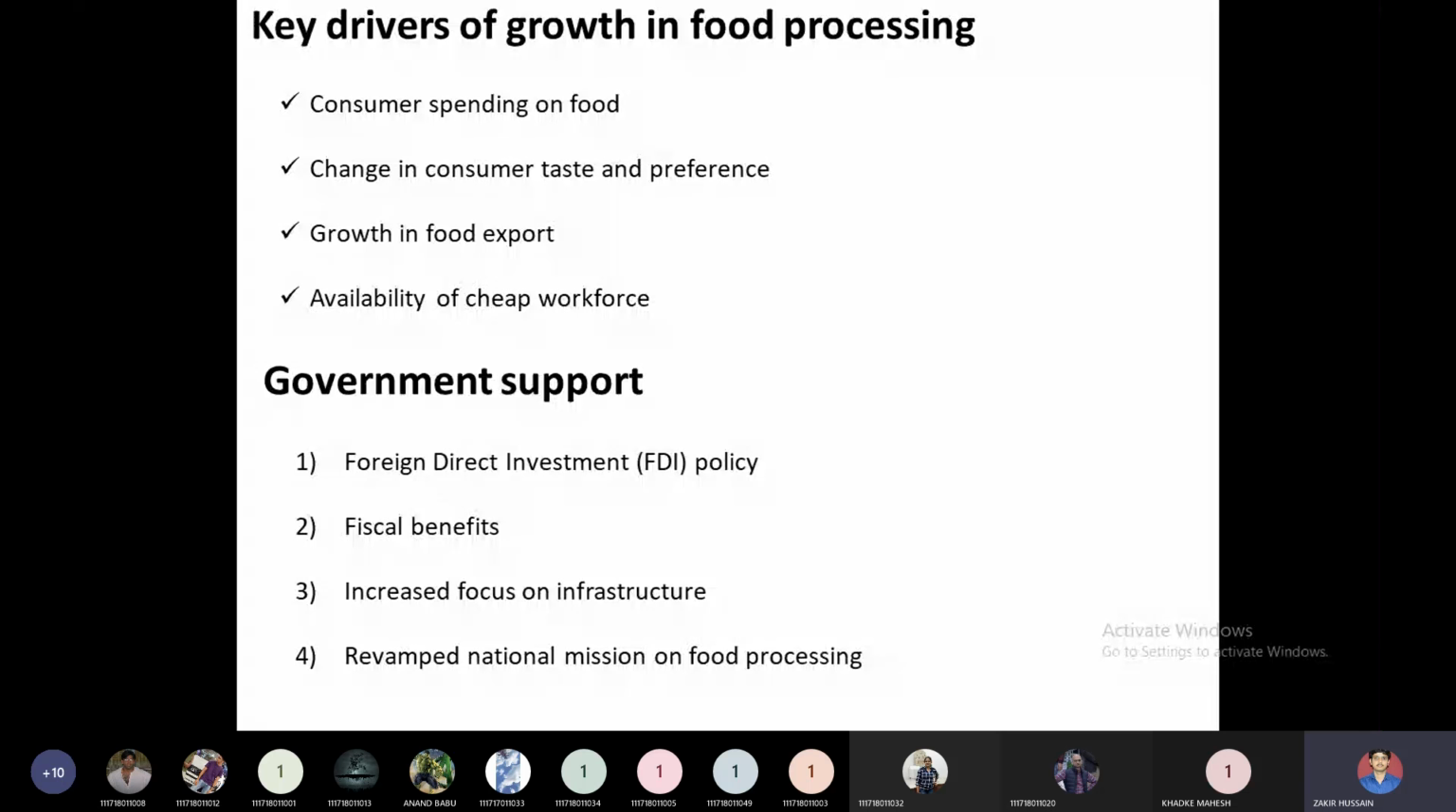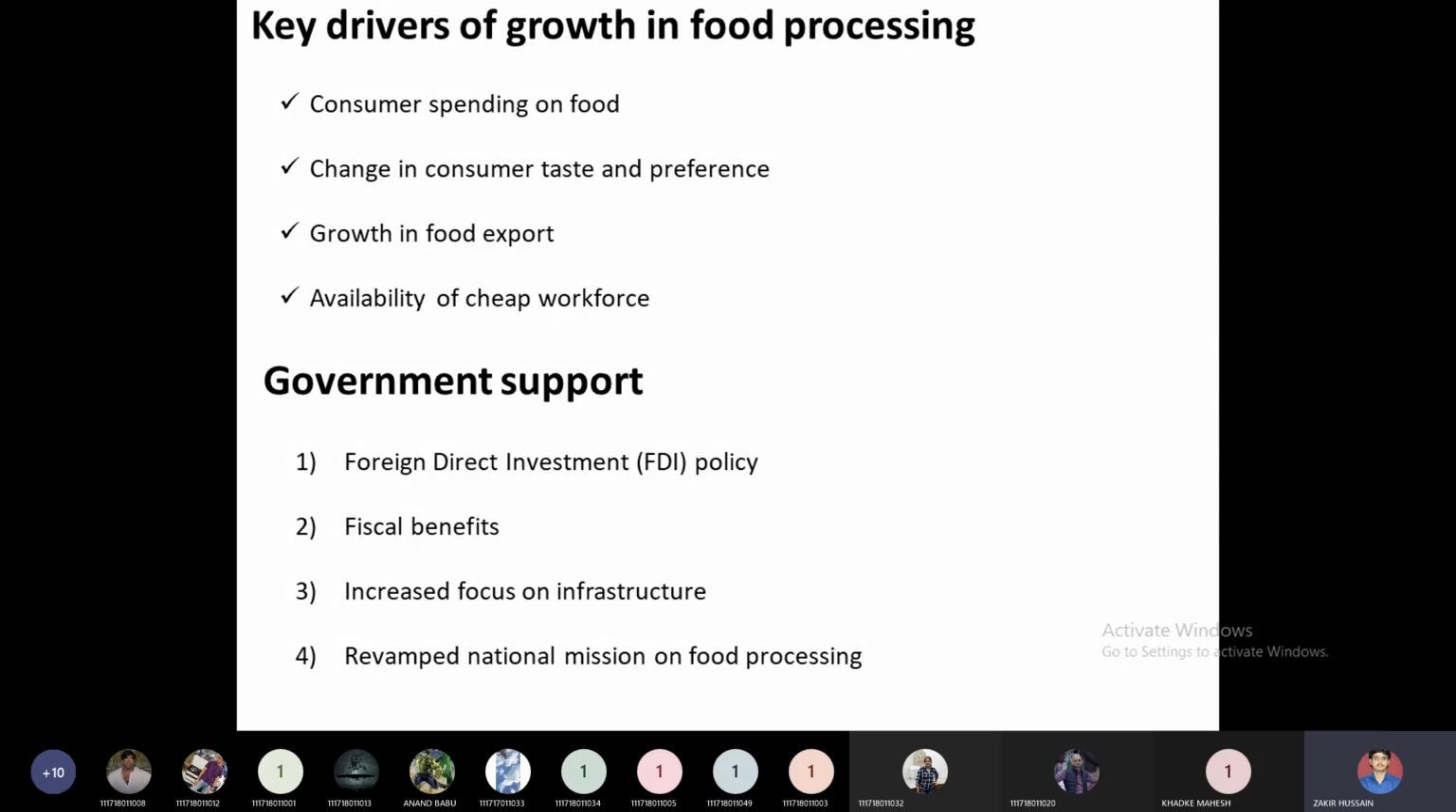Then the fiscal benefits. If you see, many medium scale and many small scale industries will have benefits by associating with various policies. How can they benefit? There is a subsidy available. If you want to start a food processing industry, there is a subsidy available from the Government of India. That is called fiscal benefits. The government is giving support in this sector.